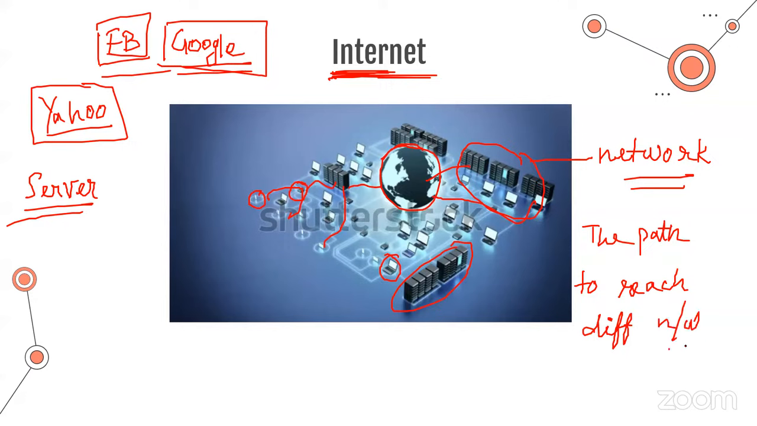The path to reach different networks is called the internet. Another example is your Wi-Fi. For example, this is your Wi-Fi modem, and that Wi-Fi modem is basically sending data, and your mobile phone is connected. Your TV is connected and your laptop is connected.